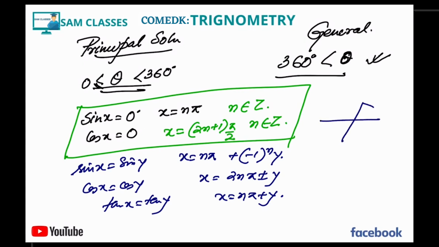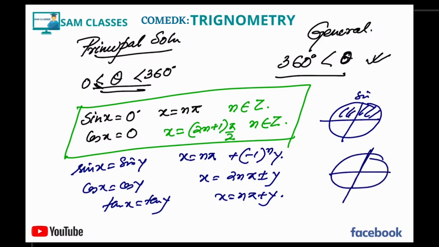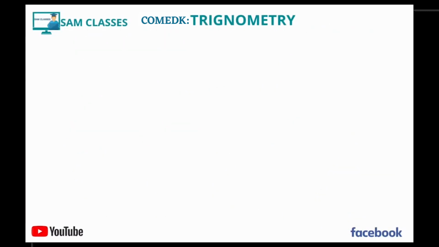Now we already know in which quadrants the sign is positive: first and second for the case of sine. For tan, first and third, so it is positive for tan and cot. And for cos, first and fourth, so it is positive. Okay, now let's see how do we solve a question.